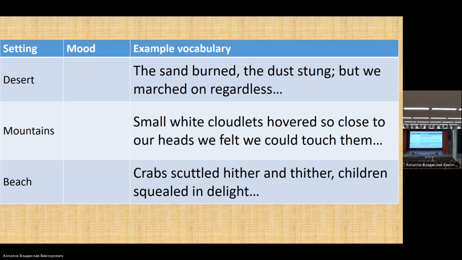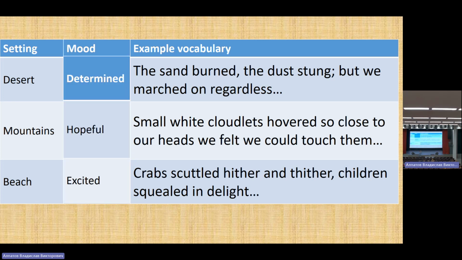Stubborn, stifling. All right. Okay, well, I'll show you. Determined, mood, and the desert is the setting. Sand burned, the dust stung, but we marched on regardless. Mountains, but hopeful. Small white cloudlets hovered so close to our heads we felt we could touch them. If you want to describe the beach and an excited atmosphere, crabs scuttled hither and thither. Children squealed in delight. Right?